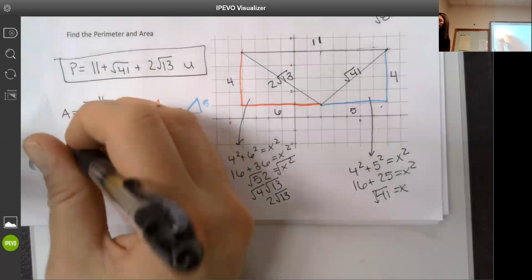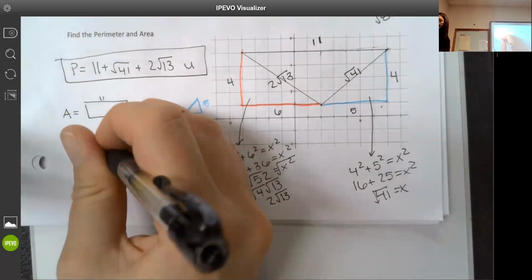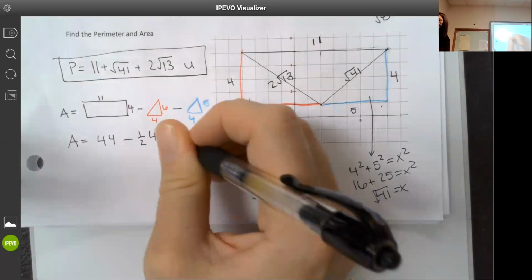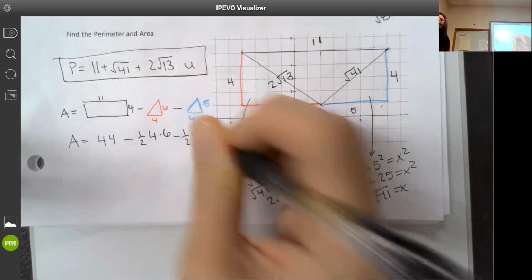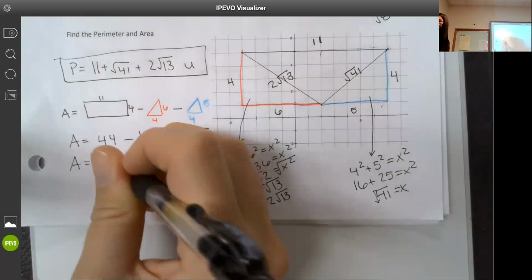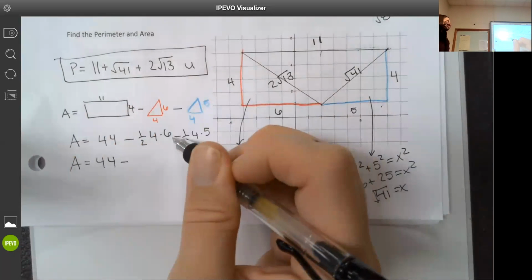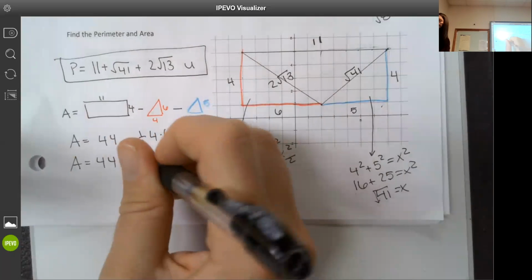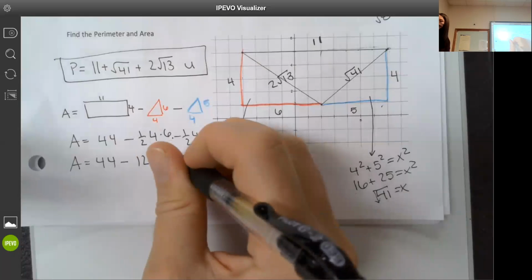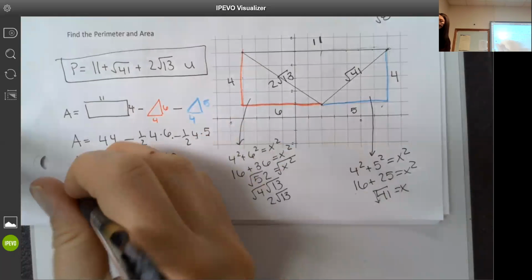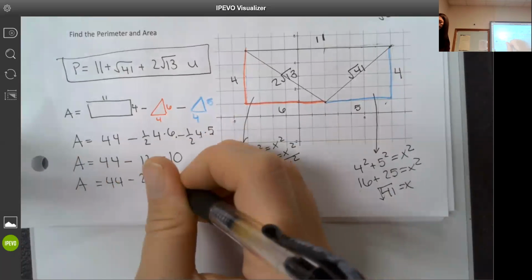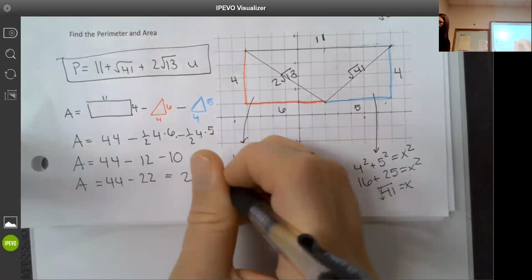And so area of my rectangle, 11 times 4 is 44. And for each of these, I just need to remember to do 1/2, so 1/2 base times height, 1/2 base times height, because they're triangles. So 44, subtract 4 times 6 is 24. Half of that is 12. 4 times 5 is 20. Half of that is 10. So I have 44, subtract all together 22, and I get 22 units squared.